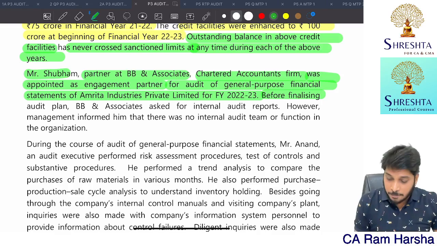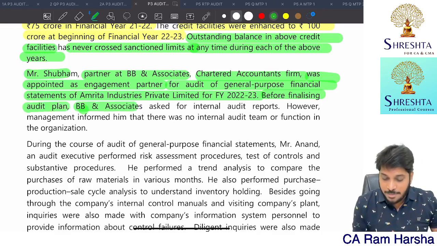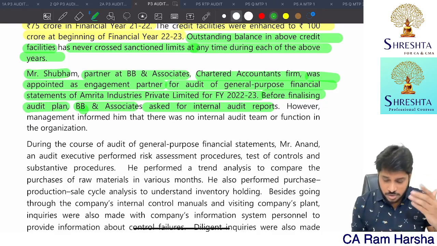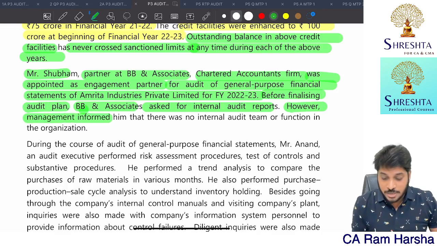He is the engagement partner. Before finalizing the audit plan, BB and Associates asked for internal audit reports. It's common to use the work of an internal auditor. However, management informed him that there is no internal audit team or function.